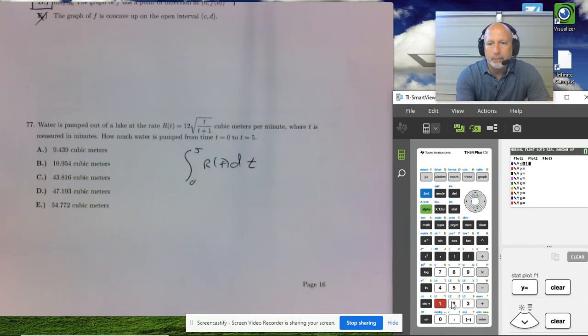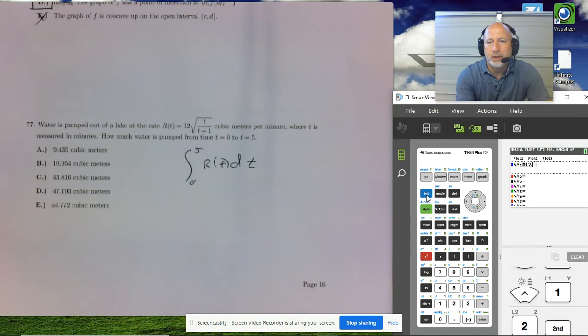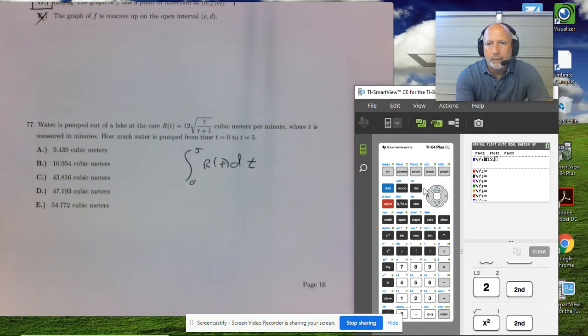So I have 12 times the square root, and then remember fraction. Fraction is second alpha. So it brings up the, wait, where's it at? Why am I not seeing it? Second, oh, sorry, not second alpha, second alpha F1. My bad. Okay. So n over d. Feels like a long time since I've done this. And then I have x all over x plus 1.